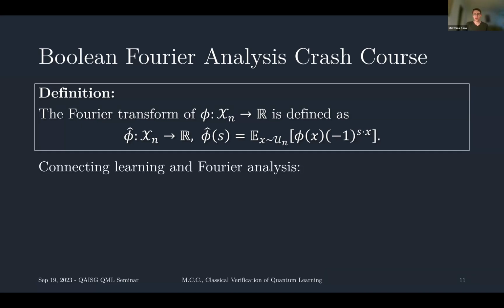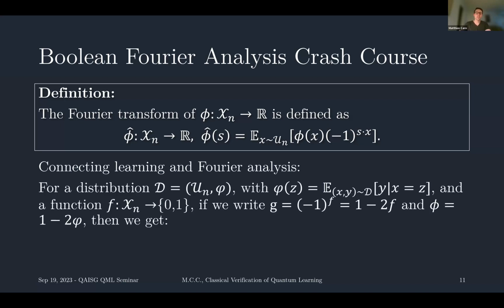Okay, how does this connect to learning at all? And here there is one very nice relation. So if we start from a distribution D that has uniformly random inputs and where the label may now not be deterministic, phi is the expectation of the label given the input. For example, this is just the probability that your label is 1 if the input is z. And this could be any number between 0 and 1.